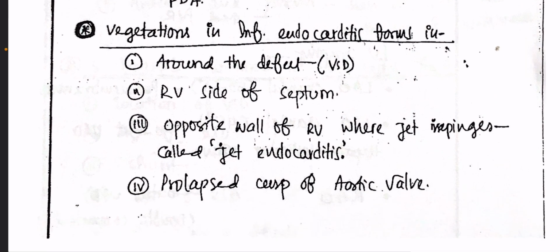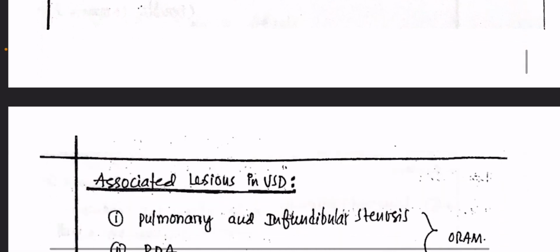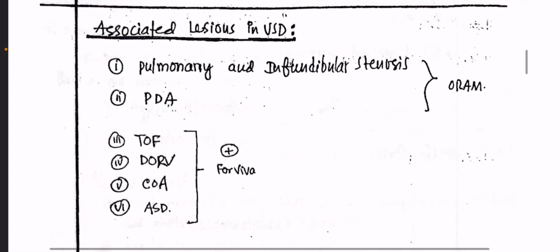Now, vegetations in infective endocarditis form around the defect, that is VSD, on the RV side of the septum, on the opposite wall of the RV where the jet impinges, called jet endocarditis, and on the prolapsed cusp of the aortic valve. In these four sites, there is presence of vegetation. What are the associated lesions in VSD? Pulmonary and infundibular stenosis, PDA, tetralogy of Fallot, DORV, coarctation of aorta, ASD.